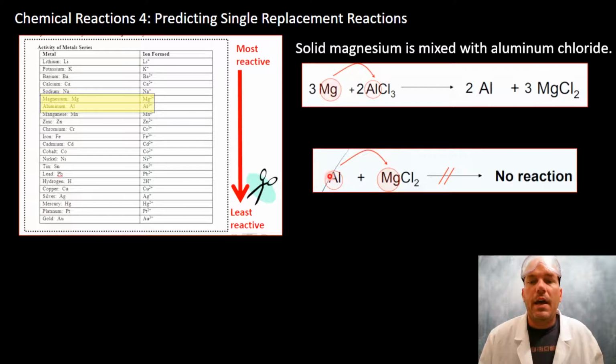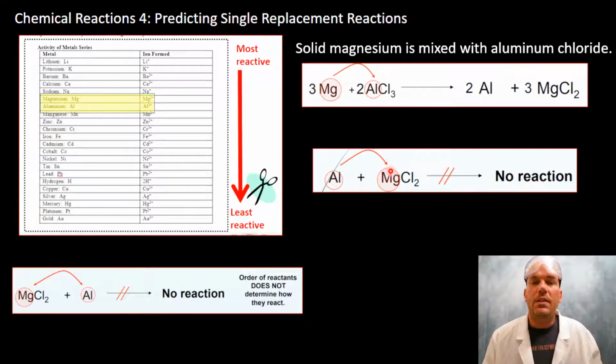Okay, now, if I were to reverse this, take a look, compare these two. If I were to reverse these two, this reaction does not occur. And the reason for that is aluminum is not as reactive as magnesium. Aluminum is not going to be able to come in and kick out magnesium. So when these species are mixed together, there is no reaction.